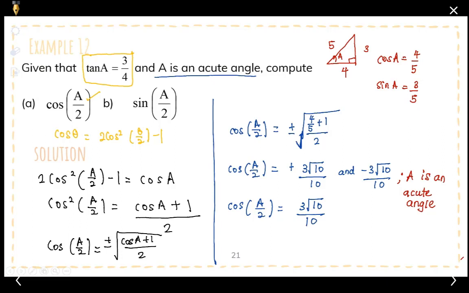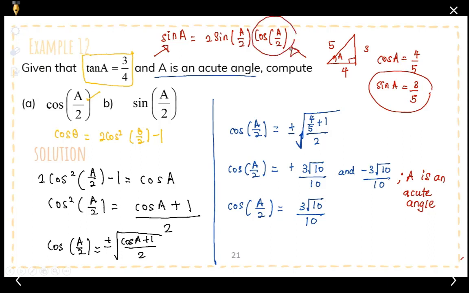Okay, so now let's continue with sin A over 2. For sin, we only have one formula, which is sin A equals 2 sin A over 2 cos A over 2. So we have no choice but to use this formula. But do not worry, we already have sin A. Okay, sin A is 3 over 5. And we just managed to find cos A over 2. We just found the answer: cos A over 2 is 3 square root 10 divided by 10. So if we substitute these two values, we will be able to obtain the value of sin A over 2.